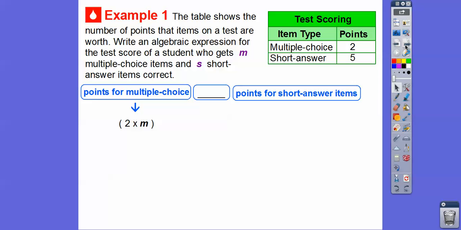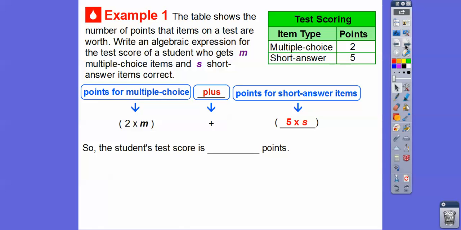Okay, so the points for the multiple choice are going to be 2 times how many multiple choice items there are, because it's 2 points each. So if there's M multiple choice items, it's 2 times M. And then we're going to add, or plus, the amount of short answers. So the points for the short answers are 5 points each. So if there's S of them, then it's going to be 5 times S, and we can just write it as 5S. So the student's test score is going to be 2M plus 5S right there.